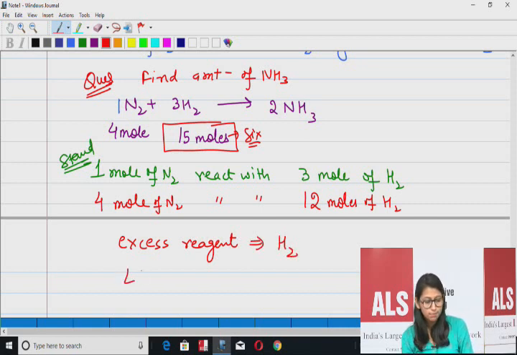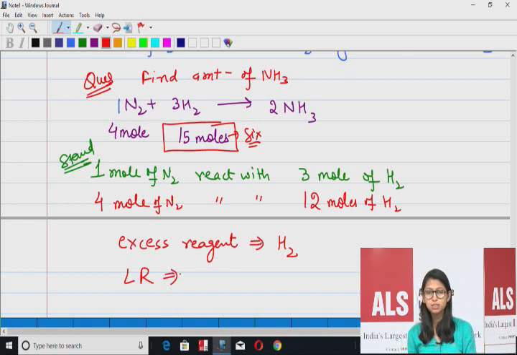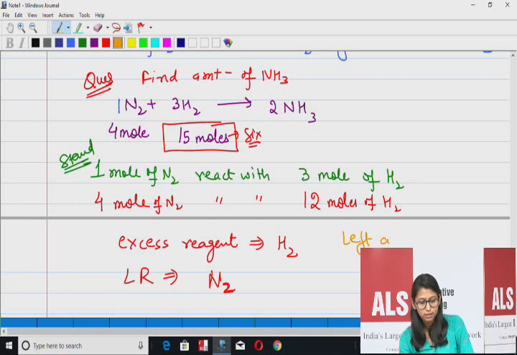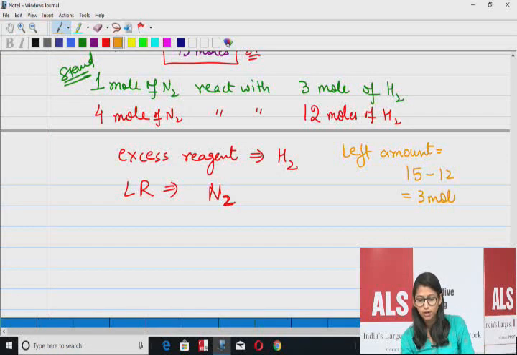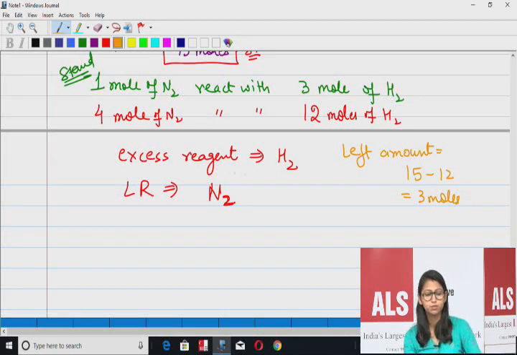Now what is my limiting reagent? It means when I put the 4 moles of N2, it will take only the 12 moles, okay? And the rest left amount will be 3 moles, right? So the limiting reagent will be N2. And how much will be the left amount? I can write this also. Left amount is how much? 15 minus 12, that will be 3. So 3 moles of H2 will be left.